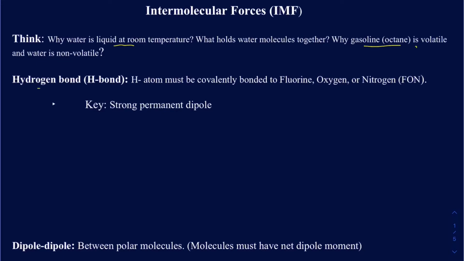The first one is called hydrogen bond, and I usually talk about hydrogen bonds first because it's the easiest one to recognize. The factor you have to look into in order to recognize a hydrogen bond is that hydrogen must be covalently bonded to either fluorine, oxygen, or nitrogen. You don't need all three of them, just one atom is fine at a given time. So the acronym for that is just FON.